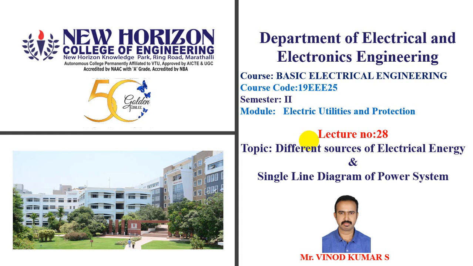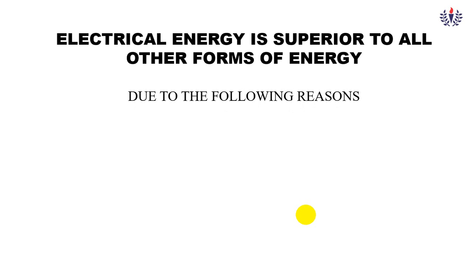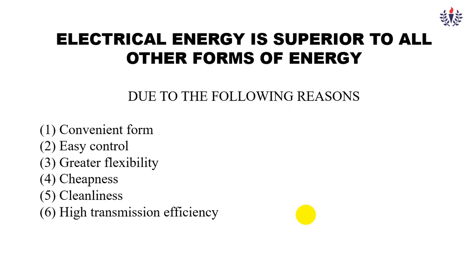So here we are going to see what is the necessity of electrical energy and why it is superior to all the forms of energy. So here we can come to a conclusion due to the following reasons why electrical energy is preferred everywhere. So these are all the reasons. It is the convenient form of energy, it is easy to control, it has greater flexibility and cheapness, cleanliness and higher transmission efficiency.